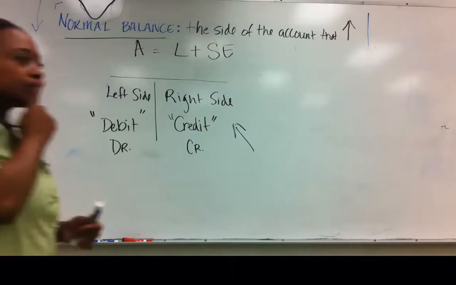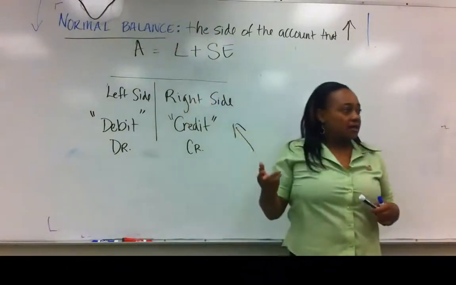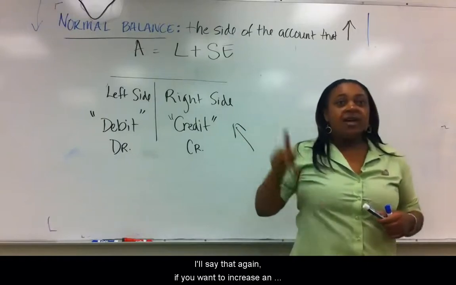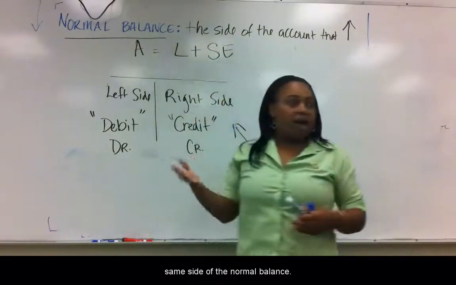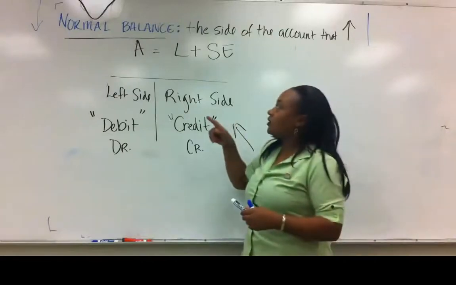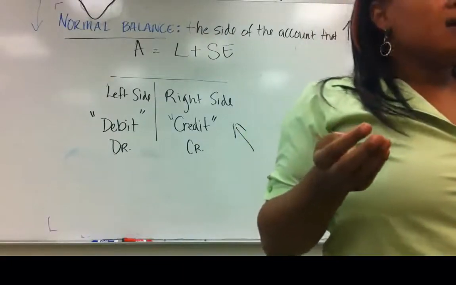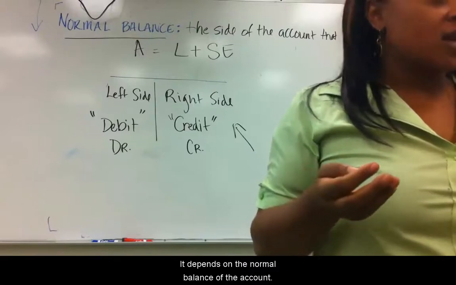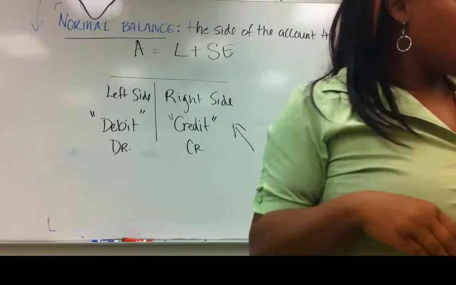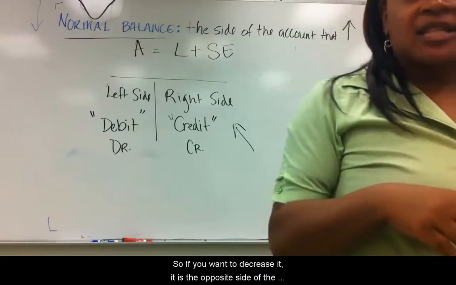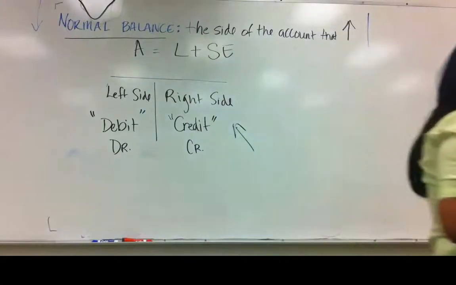So, if you want to increase an account, you will put it on the same side as the normal balance. I'll say that again. If you want to increase an account's balance, you will put the dollar amount on the same side as the normal balance. So, I have a question for you. If you want to decrease an account, what side would you put it on? It depends on what type of account it is. It depends on the normal balance of the account. Whatever the normal balance is, you would put it on the opposite side of the normal balance. If you want to increase it, you put it on the same side as the normal balance. If you want to decrease it, on the opposite side.